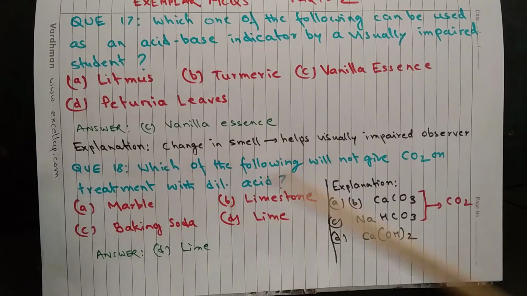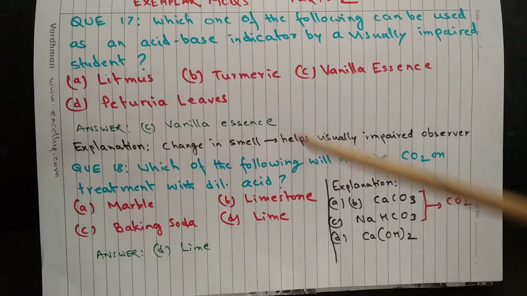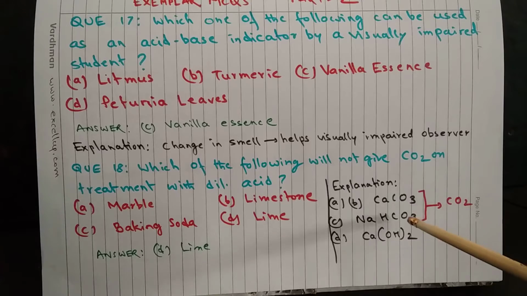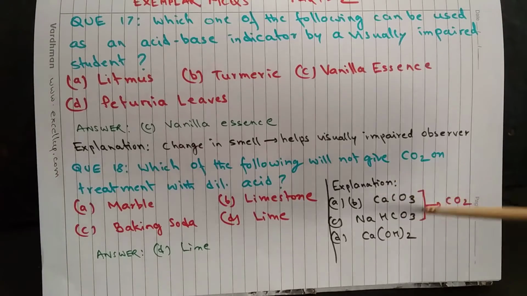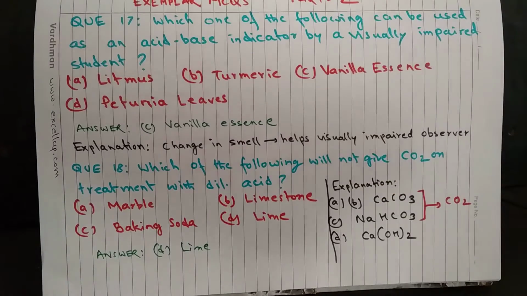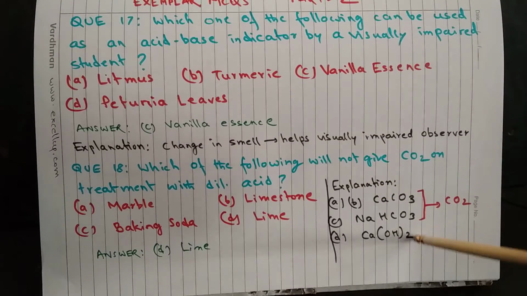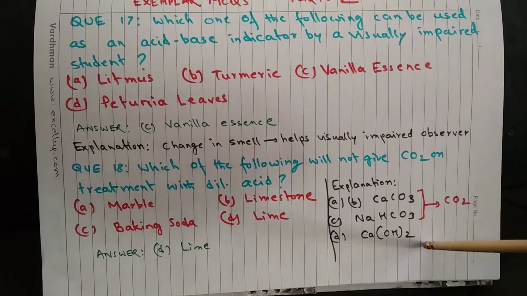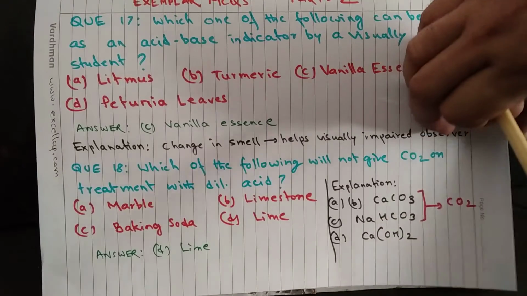The answer is D. Lime, because marble and limestone are the same compound, calcium carbonate, and baking soda is sodium hydrogen carbonate. So both of them contain carbon, and that is why they will give carbon dioxide. But lime is calcium hydroxide, so carbon is absent here, it cannot give carbon dioxide.